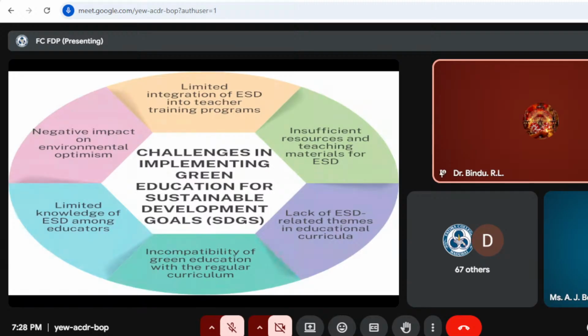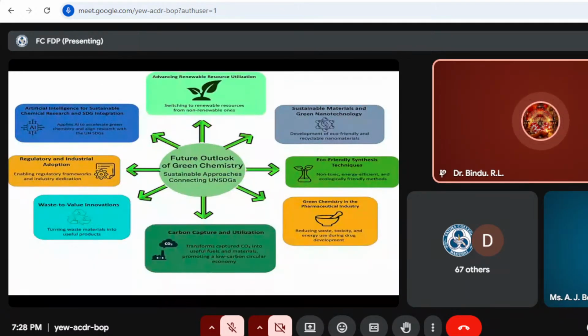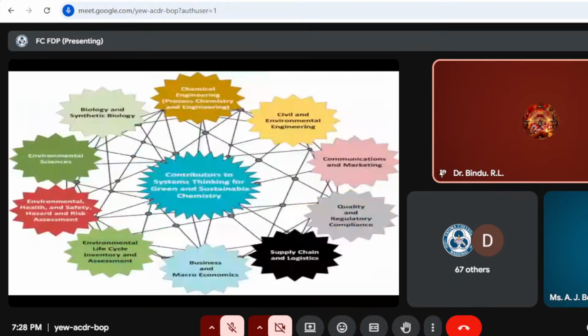Next. The future outlook of green chemistry. You can just go through that. What we have discussed is the same. Next. So these are contributors to systems thinking, because different systems are connected with sustainable chemistry education. That's environmental life cycle, environmental sciences, civil and environmental engineering, communication and marketing, everything. It has a major role in sustainable chemistry education. Next.